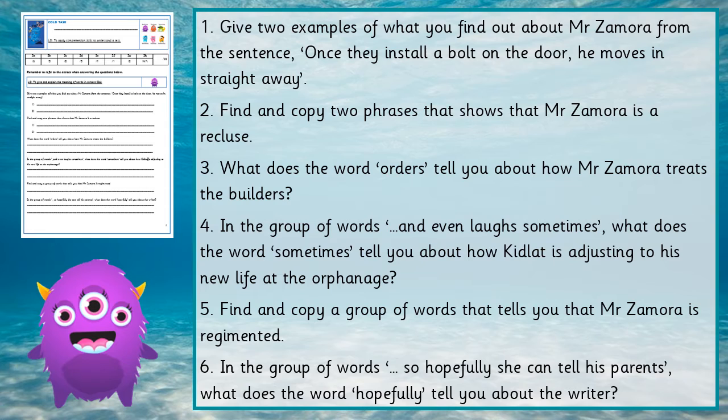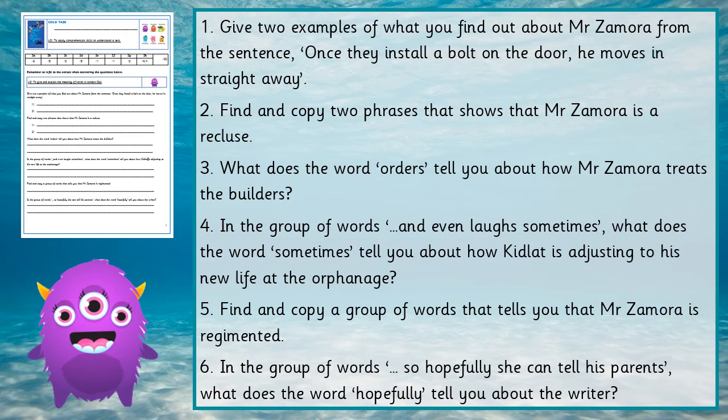So your first 6 questions today are on using Mana's skills about monitoring vocabulary and looking to define the words and looking to understand its meaning. So number 1, give 2 examples of what you find out about Mr. Zamora from the sentence. Once they install a bolt on the door, he moves in straight away. Number 2, find and copy 2 phrases that shows that Mr.